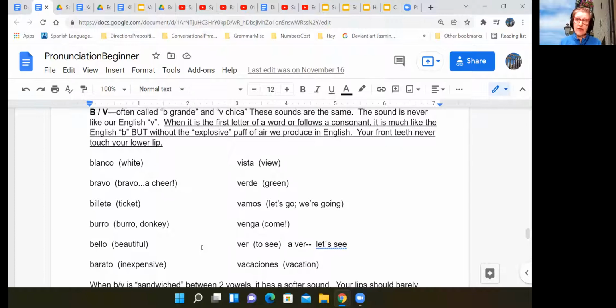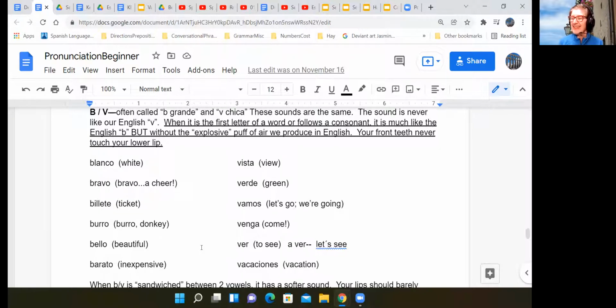They will really sound the same. Sometimes it'll be a little softer, B. Sometimes it'll be super soft, B. It's never the explosive B. If you put your hand in front of your face to say, big bad boy, you feel puffs of air on your palm. Big bad boy. That boy's a brat. Hey, baby. You feel the puff of air. You should not feel the puff of air, or feel very, very little, with a Spanish B.